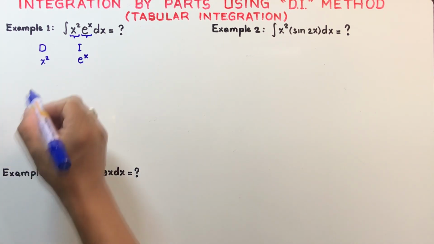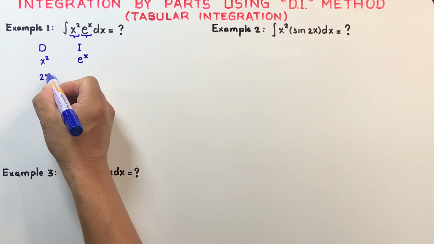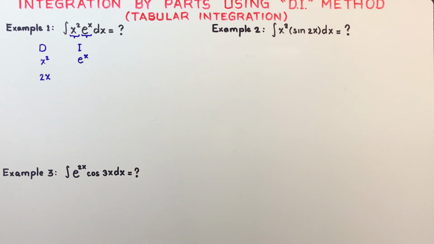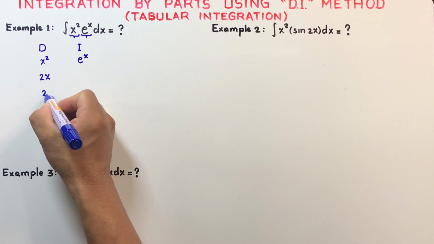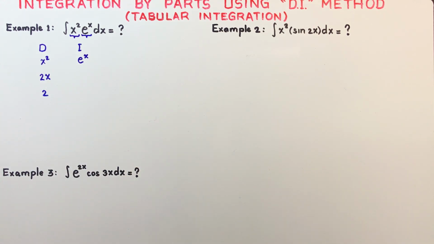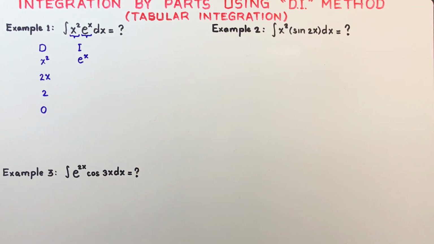So what is the derivative of x squared? The derivative of x squared is 2x. And what is the derivative of 2x? The derivative is 2. And what is the derivative of 2? The derivative of 2 is 0, because 2 is a constant already.